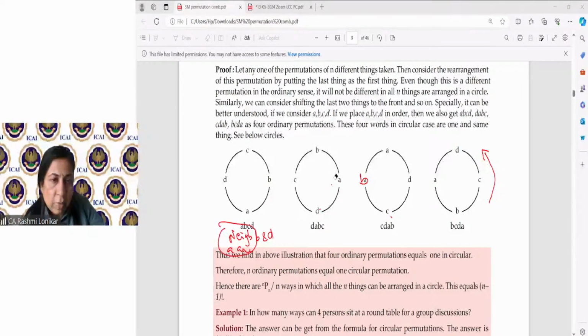A was here, A became here, then देखा आपने A यहाँ पे है, बाद में A यहाँ पे है, then यहाँ पे है और फिर यहाँ पे है. तो मेरा anti-clockwise movement चल रहा है. So if we place A, B, C, D in that order, we get this. These are all as one. ये जो अरेंजमेंट है वो एक जैसी बनती जाती है.